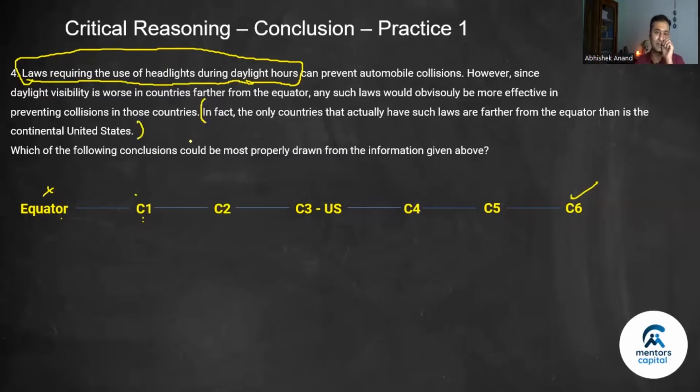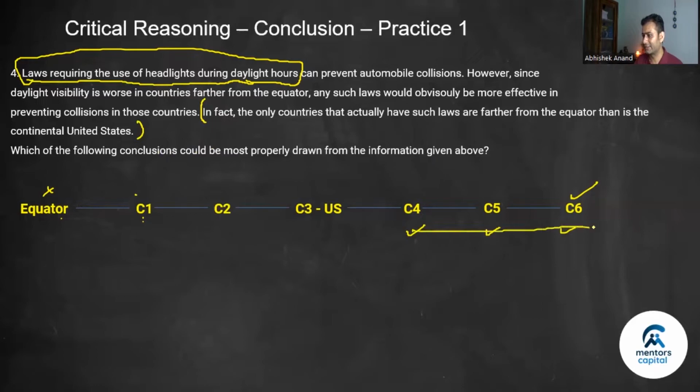How would you interpret this sentence? All of you, give it a try. In fact, the only countries that actually have such laws are further away from the equator than is the continental United States. How will you interpret? What will you interpret from this? Now, the common interpretation which people make is the laws are in country 4, country 5, and country 6. This is the inference people make from this line.